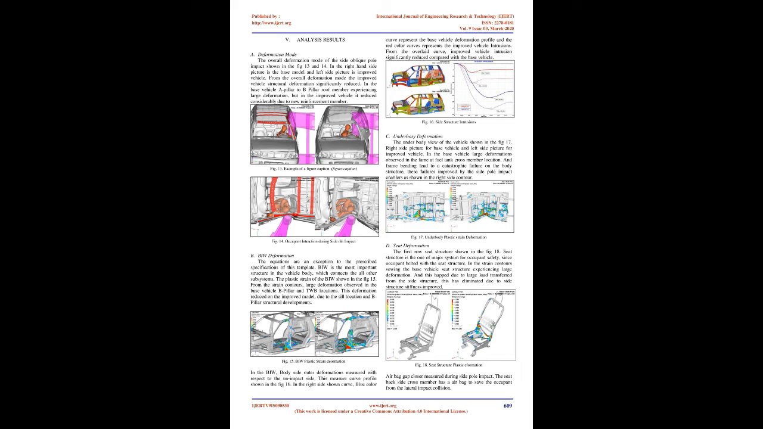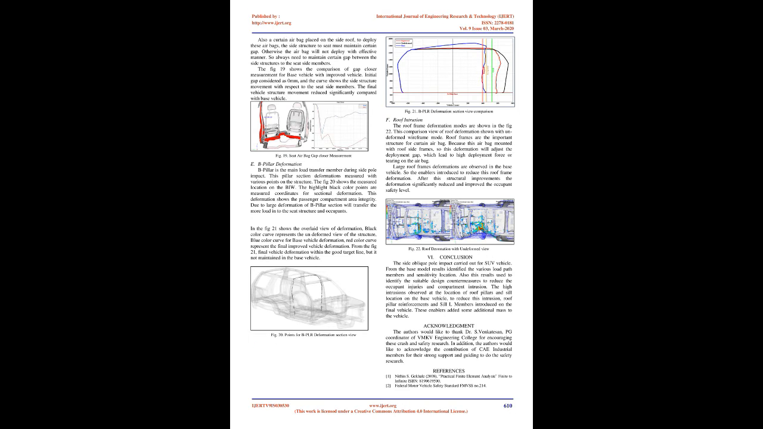In the BIW, body side outer deformations are measured with respect to the unimpacted side. This measured curve profile is shown in Fig 16. In the right side curve, the blue curve represents the base vehicle deformation profile and the red curve represents the improved vehicle intrusions. From the overlaid curves, the improved vehicle intrusion is significantly reduced compared with the base vehicle.